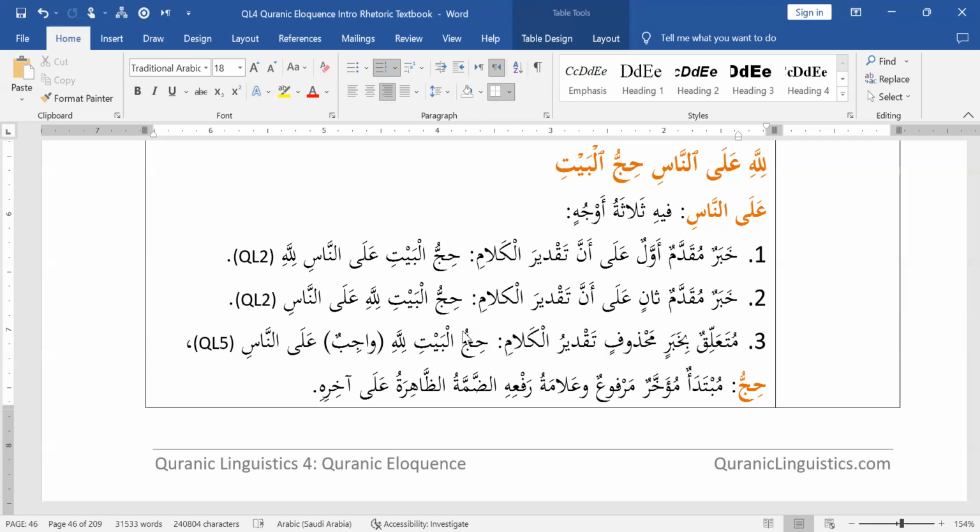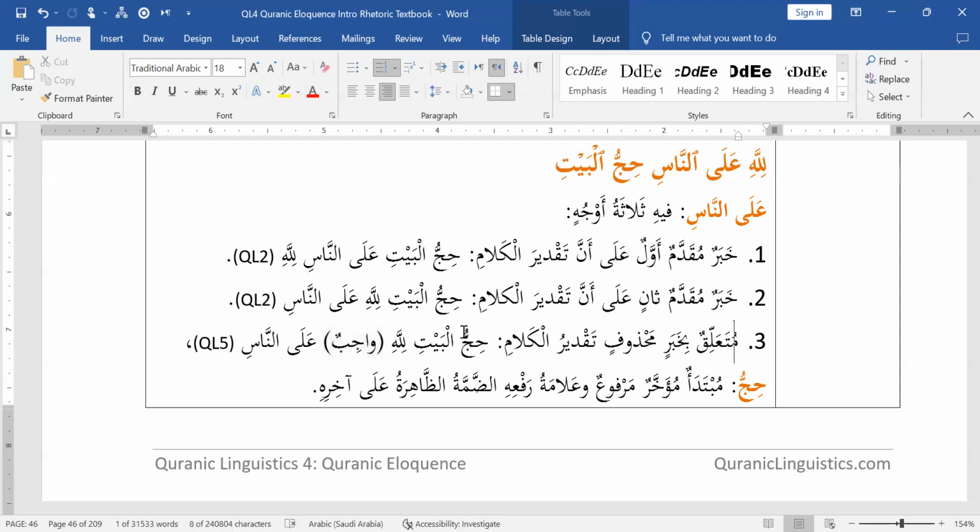We did not go into muta'alliq business. The muta'alliq term comes from the advanced understanding of mubtada and khabar, where if the khabar is shibul jumla, we don't say khabar is shibul jumla, we say it's muta'alliq bi khabar mahdhuf. تقدير الكلام حج البيت لله واجب. This is muta'alliq. The word wajibun is implied, understood. And that word is the khabar.